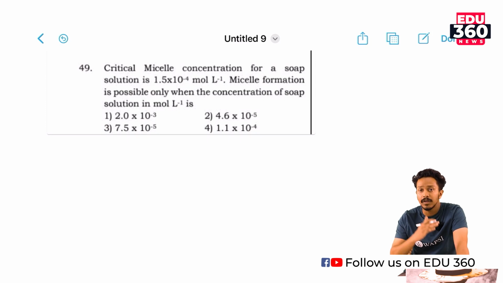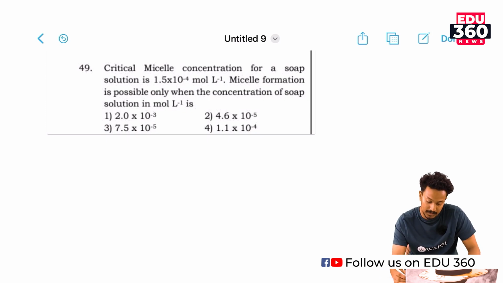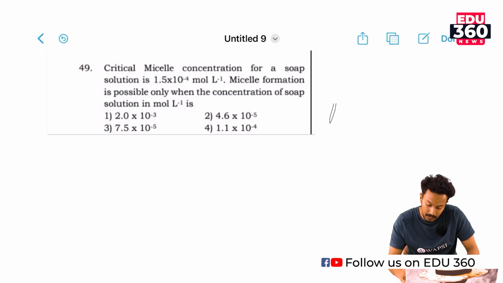much higher than the soap solution concentration, which is 1.5 × 10^-4. A slightly higher value than the soap concentration might give the CMC. So here the correct option for this question is 2.0 × 10^-3. This is the correct option for this question.